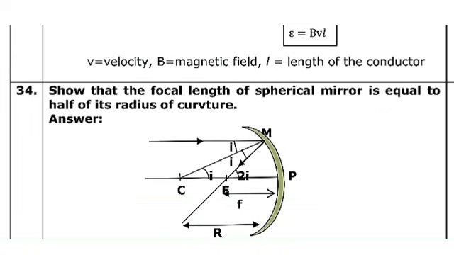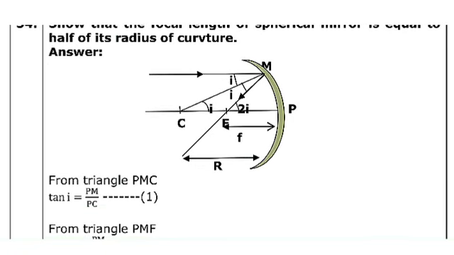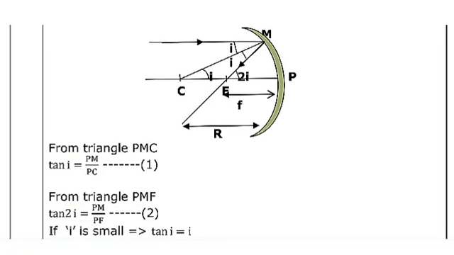Okay, question number 34. Show that the focal length of a spherical mirror is equal to half of its radius of curvature. We have to show focal length f is equal to half of its radius of curvature, meaning R by 2. F is equal to R by 2. This is our ray diagram. Then we have to explain the ray diagram. After the explanation, we can consider a triangle PMC.